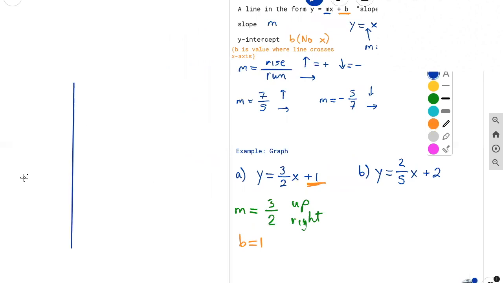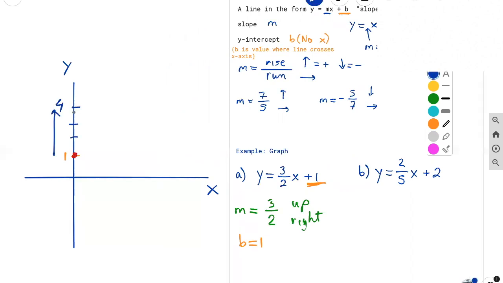I have x-axis here. I have the y-axis here. I start on the y-axis at the y-intercept point 1. So I put a point there. And then I'm going to go up 3 from this point. I go up 3. So that takes me to 2, 3, 4. If I'm going up 3, I go to 4. And then I'm going to go 2 to the right. So it's going to go to 1 and 2.